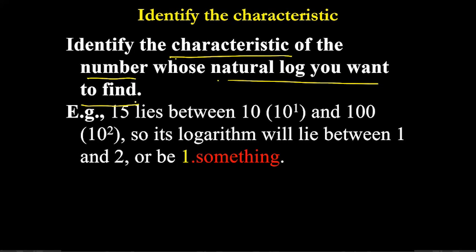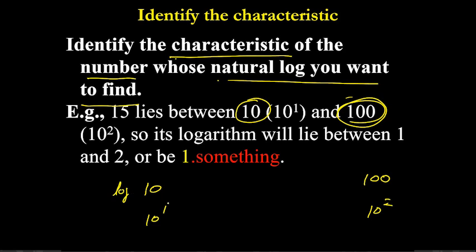Suppose 15 lies between 10 and 100. You know it. So its logarithm will be something between 1 and 2. This is 10, which is 10 to the power 1. This is 100, which is 10 to the power 2. If I say log 10, it will be 1. If I say log 100, it will be 2.